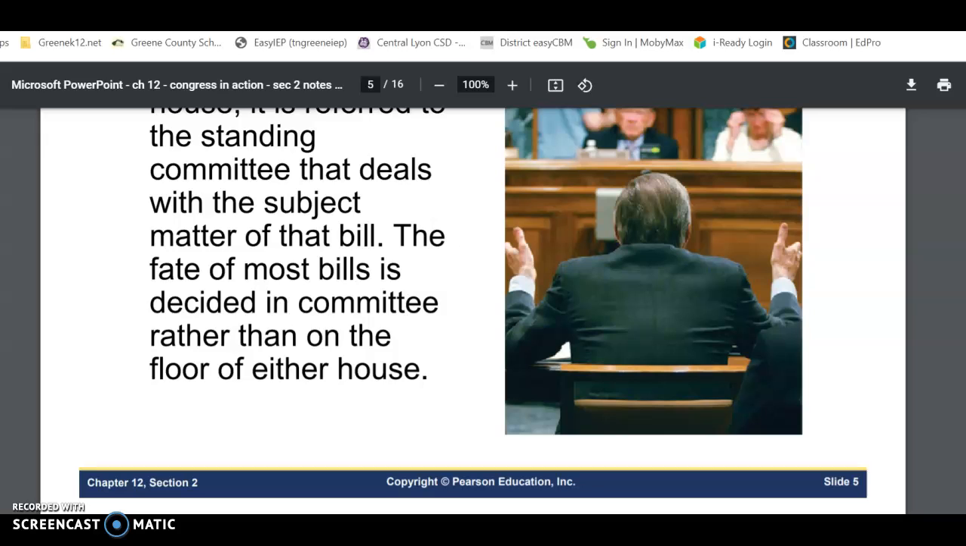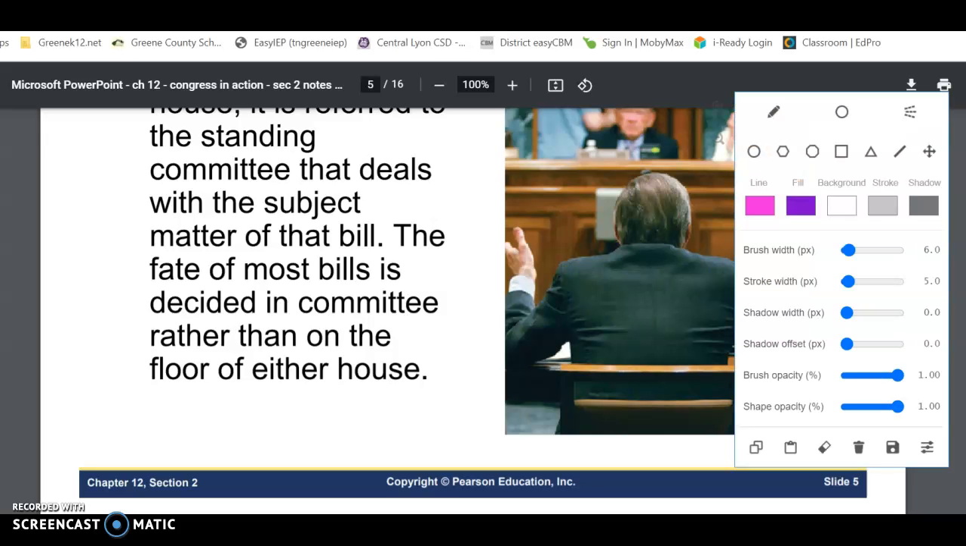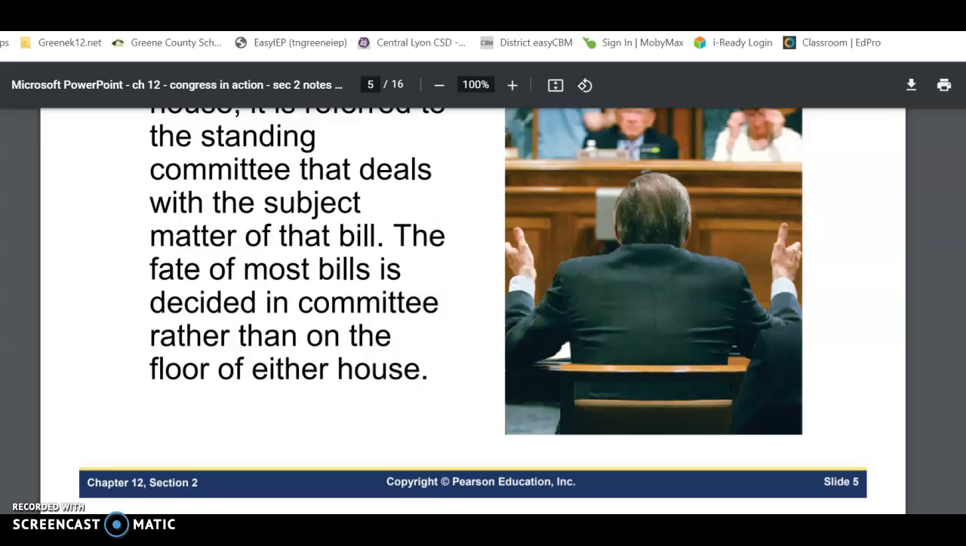The fate of most bills is decided in committees. So that's why there are lots of bills introduced that never make it to the floor for a main vote for all of the representatives or the senators to vote on. So that means that the fate, or what happens to most of these bills, is decided in the committees rather. So we're just going to say instead of voting.